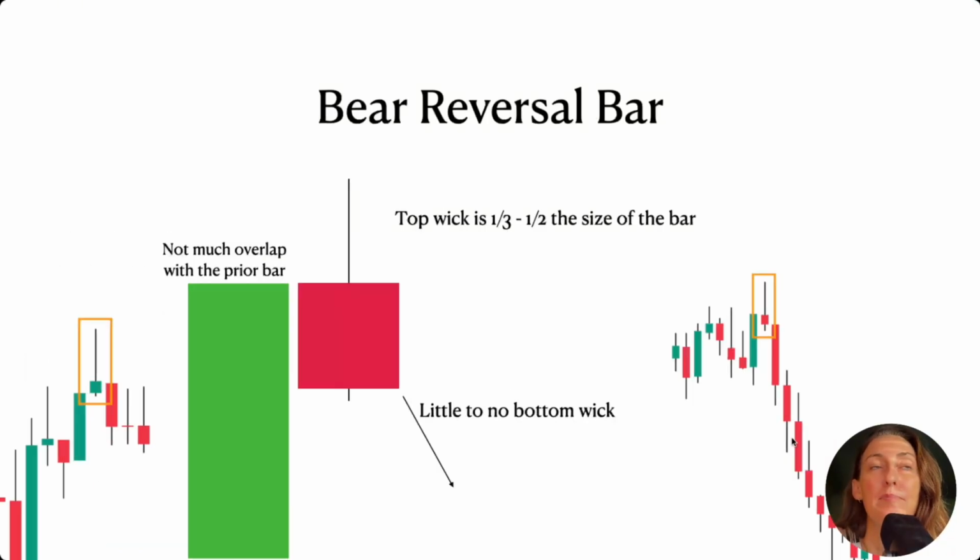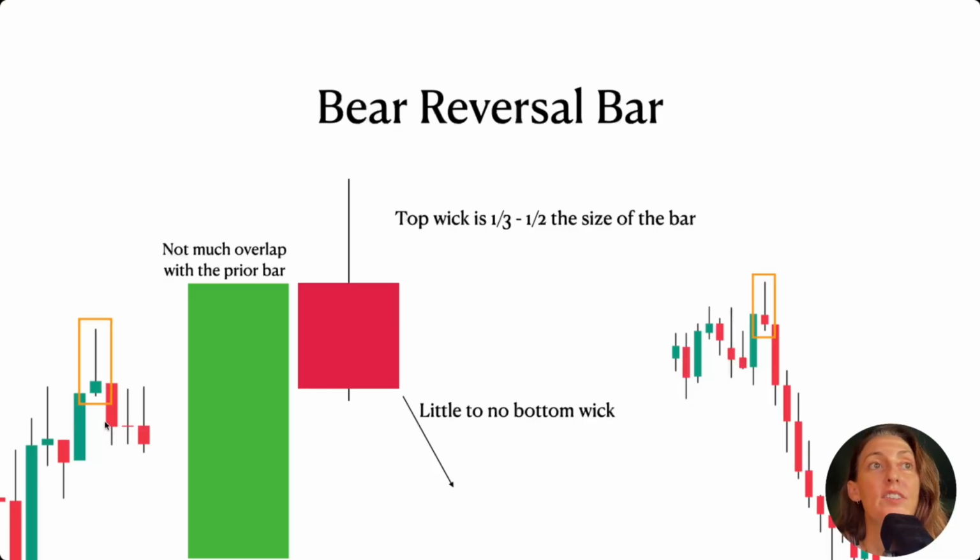So here is a bear reversal bar, same kind of thing as the one that we just looked at, but just in the opposite direction. And in this case, you'll see this looks like we were in a trading range right here. And then all of a sudden we have this bar that has a large top wick, not a very big body, not a very big wick on the bottom. And it indicated that we were going to start heading down for a pretty substantial trend downward.